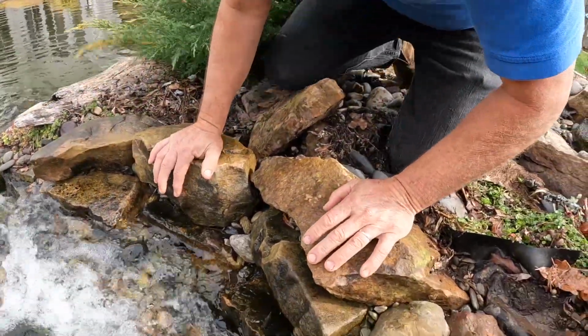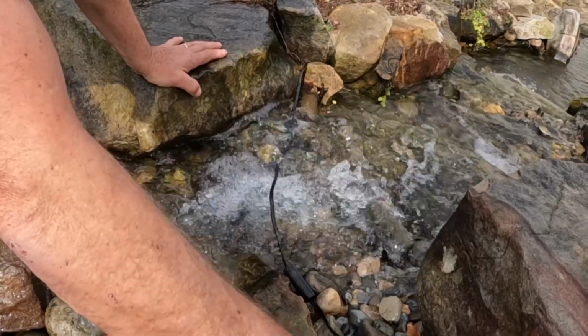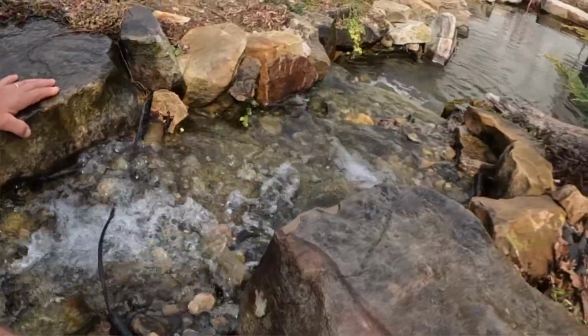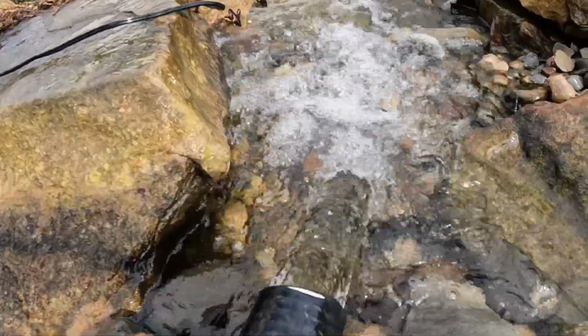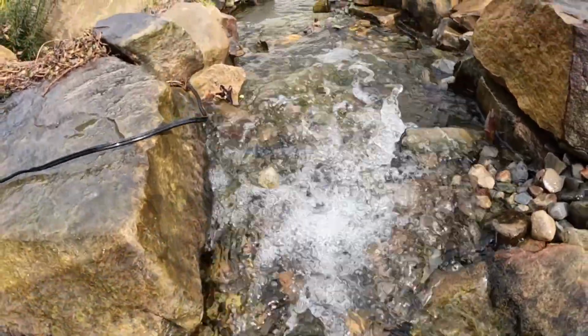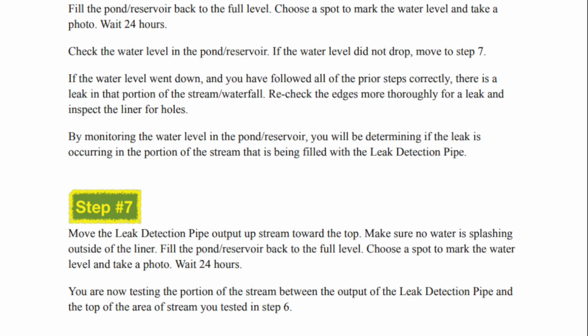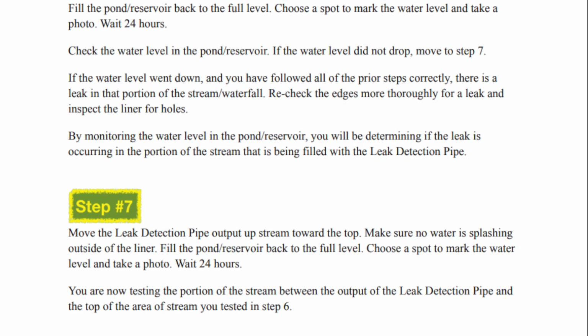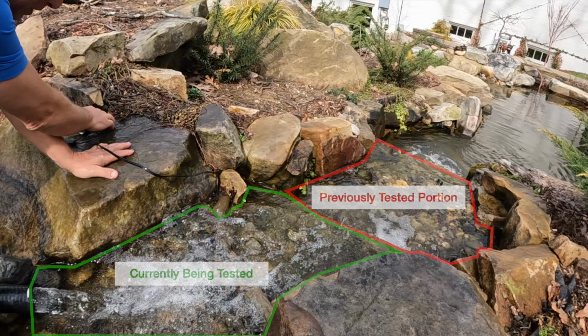So in step 7, we're going to move the leak detection pipe output upstream further towards the top or start of your feature. Make sure no water is splashing outside of the liner and fill your pond or reservoir back to the full level. Choose a spot to mark the water level, again in your reservoir or pond, and take a photo. You should now wait 24 hours. This step is testing the portion of stream between your current leak detection pipe output location and the previous leak detection pipe output location.